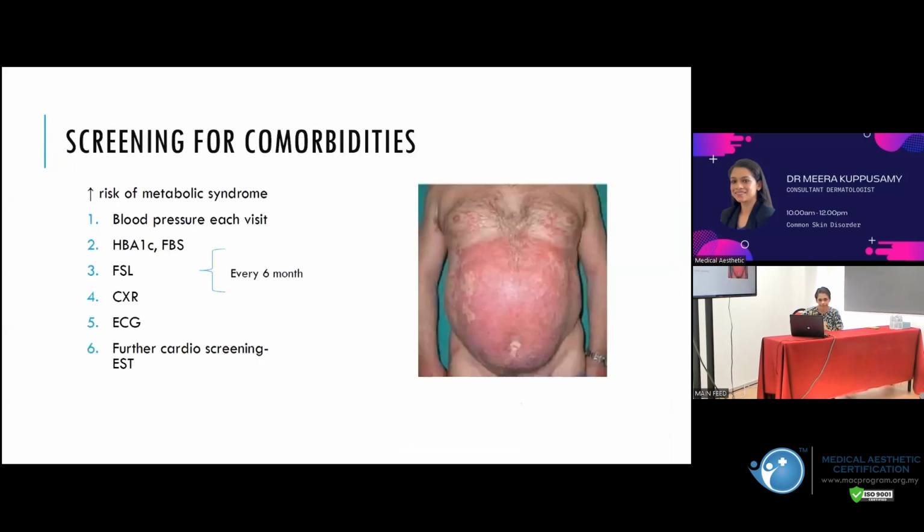All right. So psoriasis patients will always have comorbidities. I think I've never seen a psoriasis patient without. Either they are very obese, and then they may have high blood pressure, diabetes, high cholesterol, fatty liver. Then they may have cardiac problems as well. So this is the screening that we will do for the psoriasis patient.